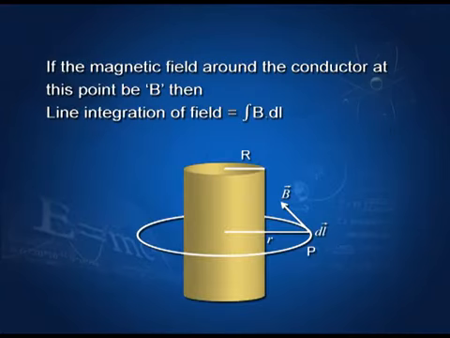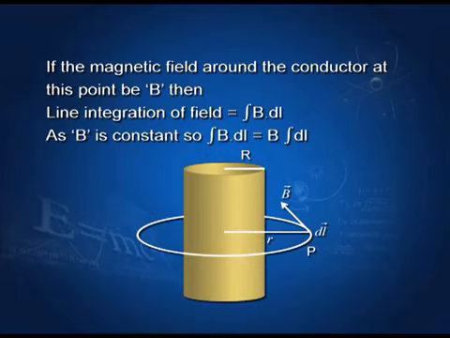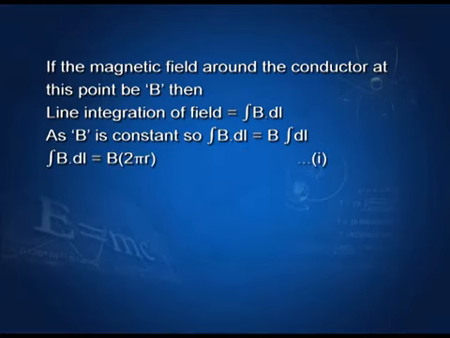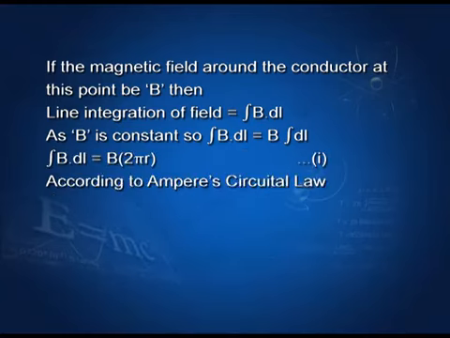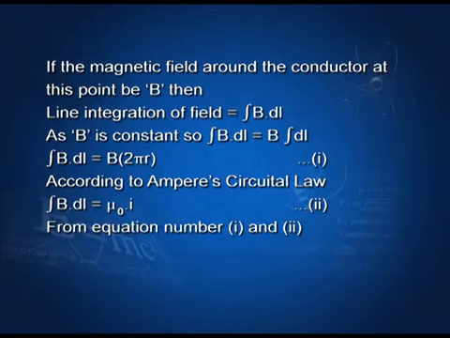Line integration of the magnetic field will be equal to integration B dot dl. As B is constant, line integration B dot dl equals B integration dl. Once again, the integration of dl will be equal to 2 pi r. So integration B dot dl equals B into 2 pi r. According to Ampere's circuital law, integration B dot dl equals mu naught times I. From equations 1 and 2, we get B equals mu naught upon 4 pi, 2I upon r.